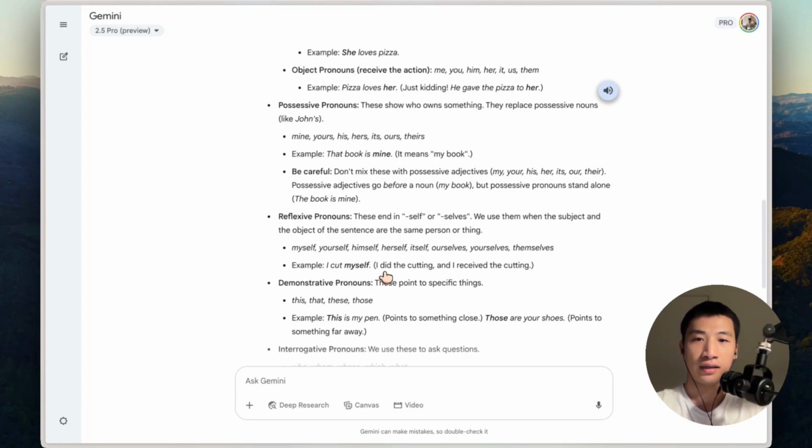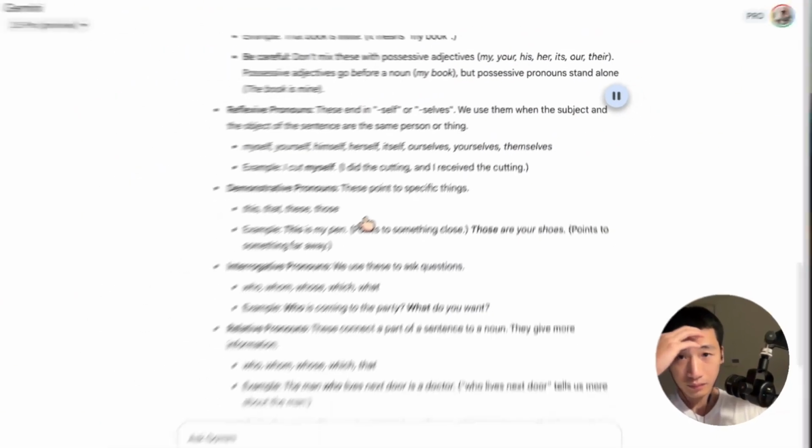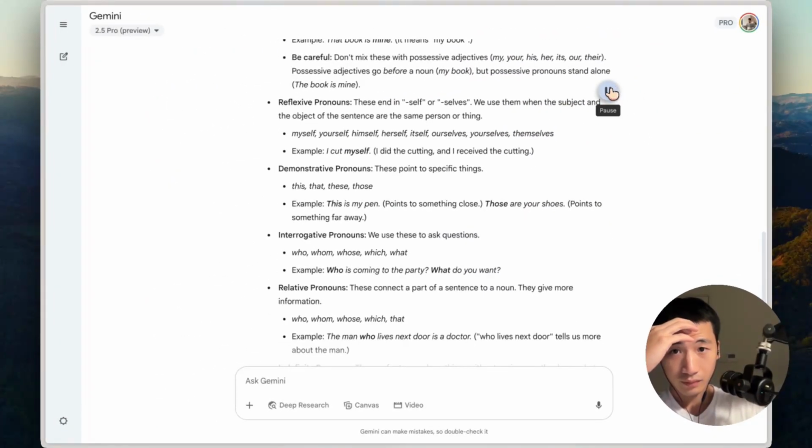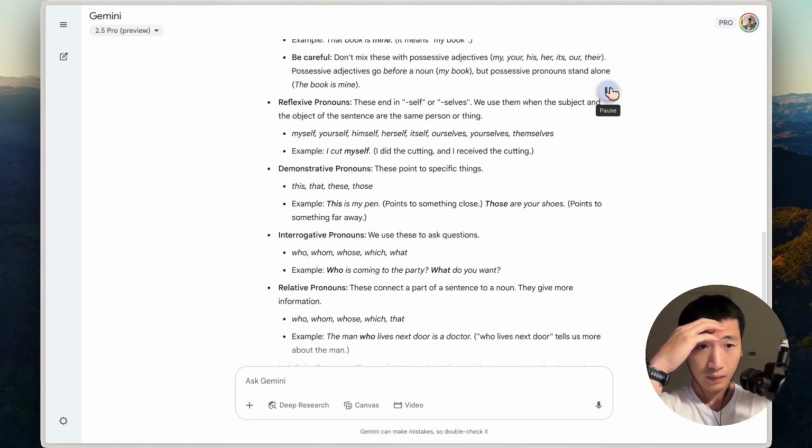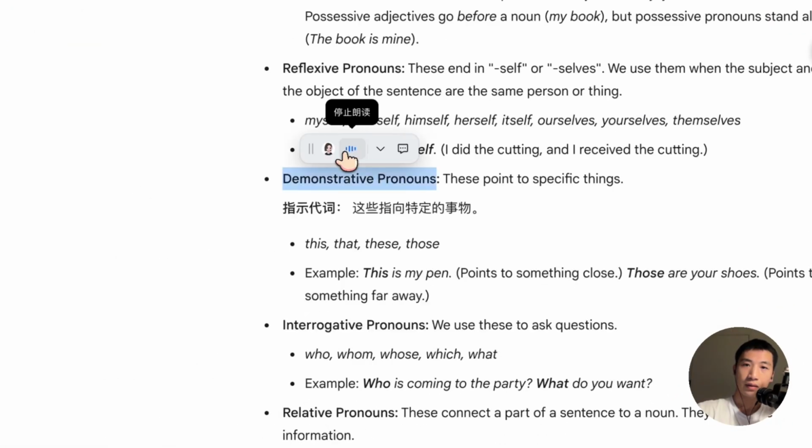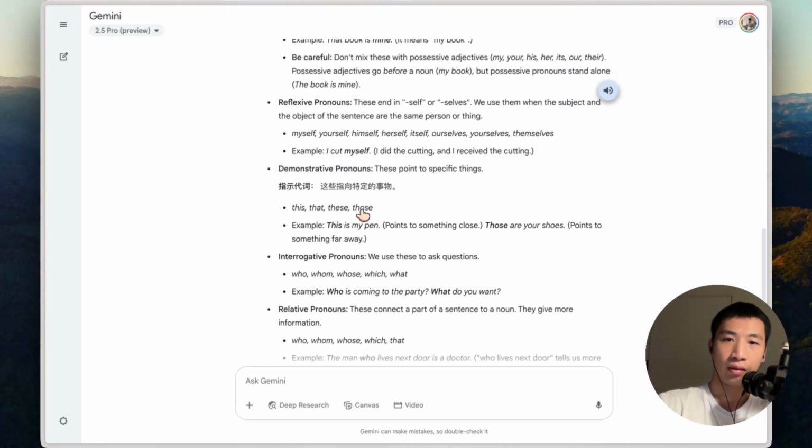Okay, I got it. Demonstrative pronouns point to specific things: this, that, these, those. Example, this is my pen. It points to something close. Those are your shoes. It points to something far away.